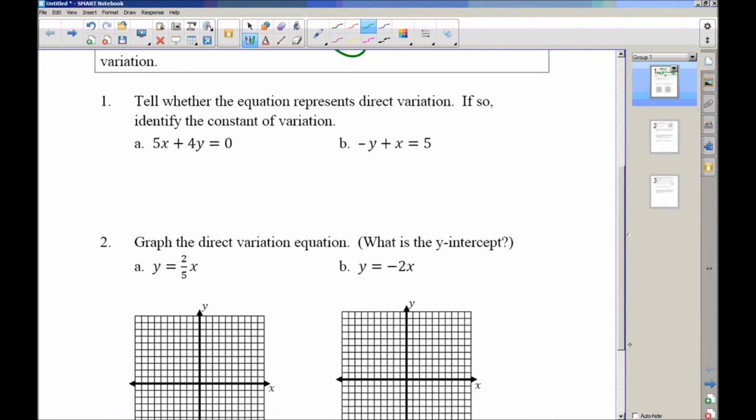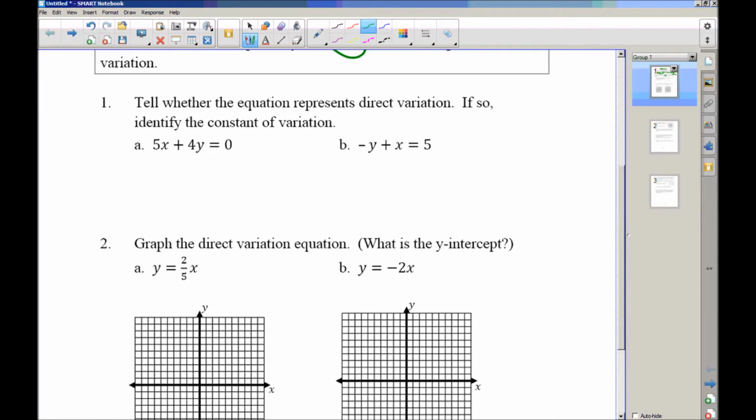Tell whether these equations represent direct variation. If so, identify the constant of variation. So the only way really to tell is to go ahead and solve for y, right? Y as a function of x. So in this one, I subtract 5x from both sides. 0 minus 5x just makes negative 5x. I divide by 4 and I get negative 5/4 x. So the answer is yes, it is a direct variation. And the constant of variation is the slope, which is negative 5/4.